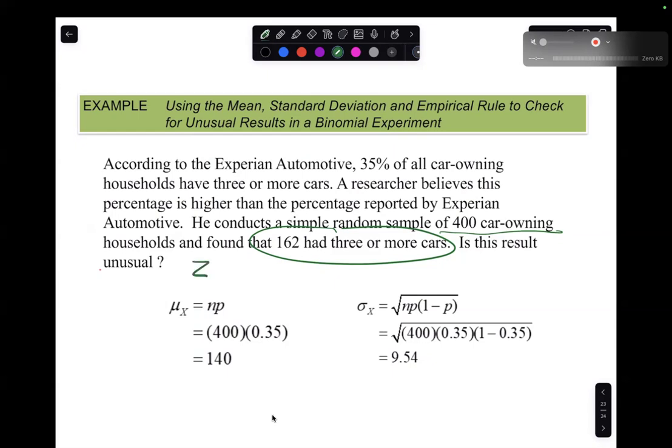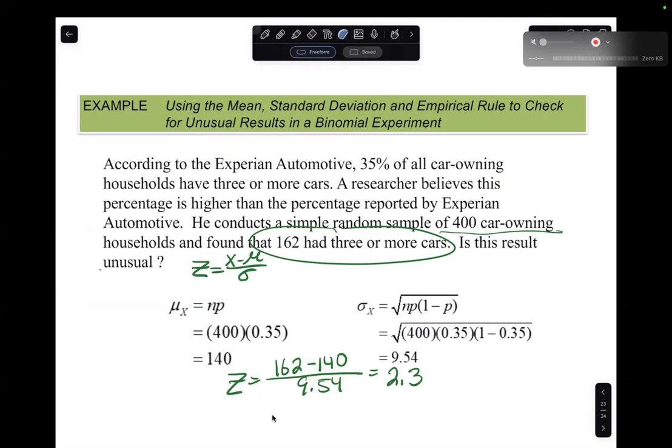So remember the z-score is x minus mu over sigma. So I'm going to do 162 minus 140 over 9.54. I'm going to put this in my calculator. Don't forget the parentheses in your numerator. Don't forget those parentheses. I got a z-score of 2.3. That is more than 2 standard deviations from the mean. Therefore, it is unusual.